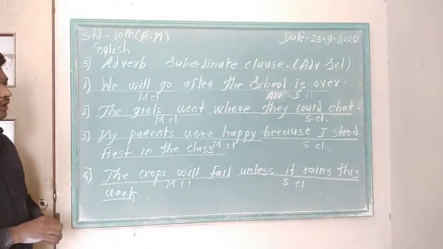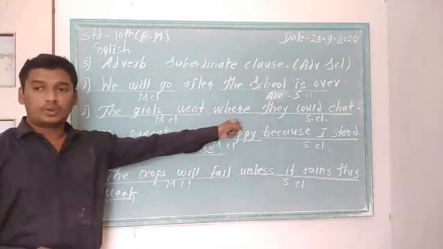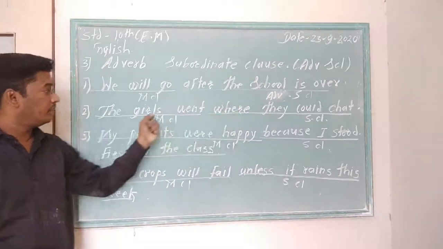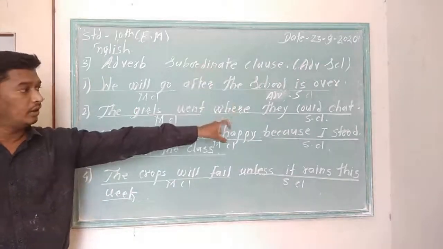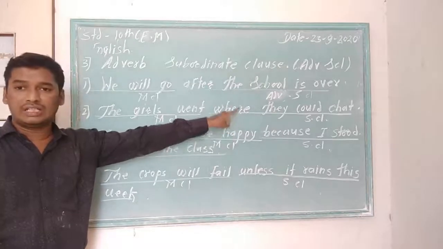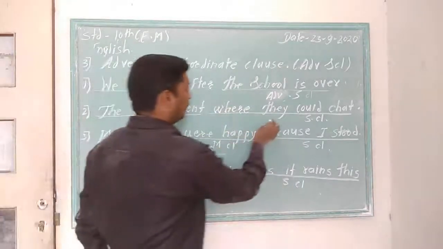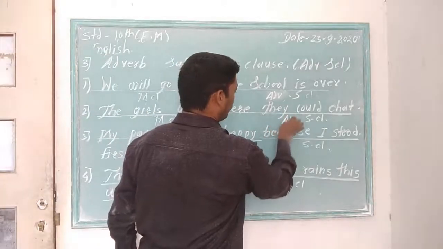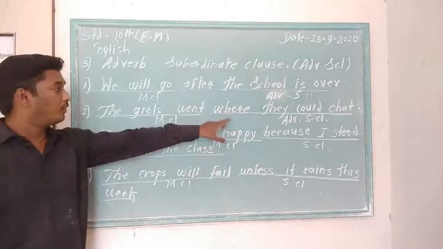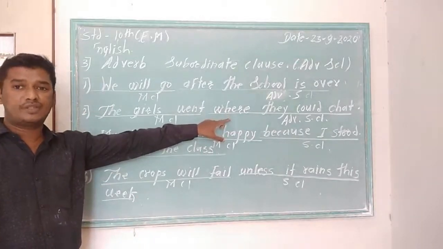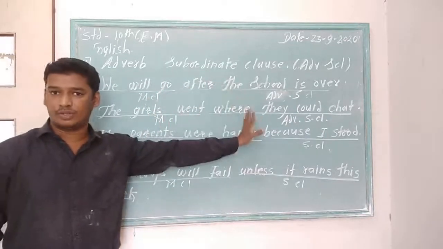The girls went where they could chat. The subordinate clause where they could chat means, where did the girls go? Where they could chat. The subordinate clause describes the action of going in the main clause. So it is an adverb subordinate clause.